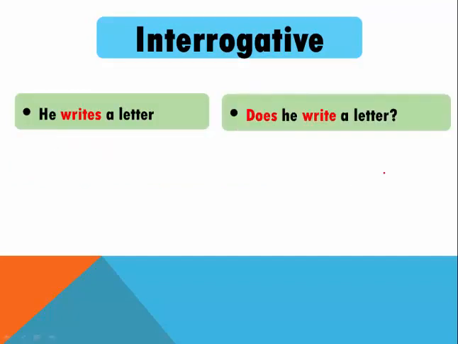Now looking at the interrogative. So in an interrogative sentence, again you will be using does. Here you make mistakes when the question is asked. He writes a letter. So here you will use the interrogative: Does he write a letter?